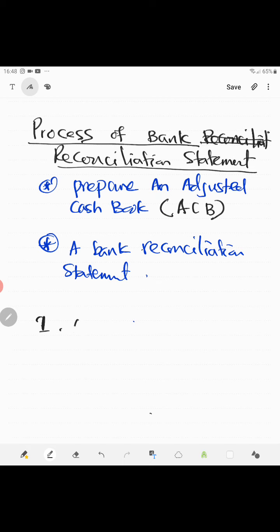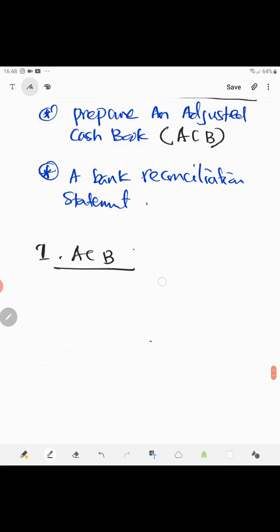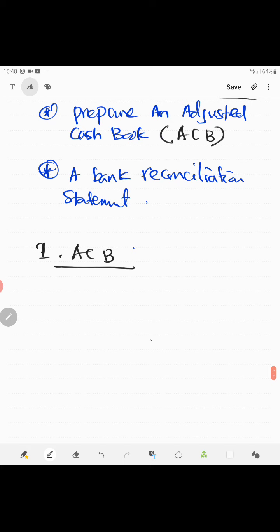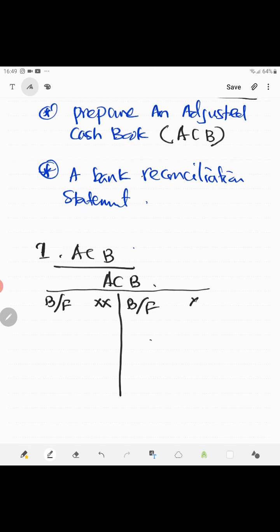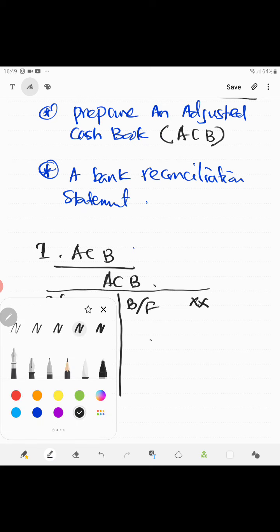ACB means you start with the closing balance of the bank account in the ledger and incorporate all the necessary transactions related to the bookkeeper along with a double entry. After completing that, you will have a closing balance known as the adjusted cash book balance. So it is a T account. I name this ACB and I may have my opening balance. Remember, the opening balance can be a debit balance or a credit balance. It is not both, it is either.